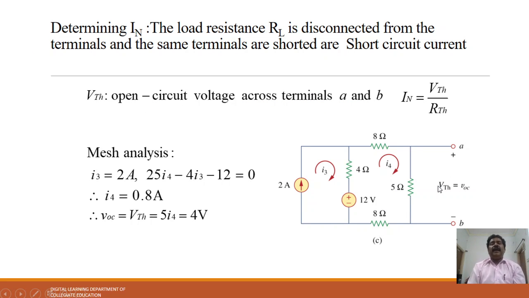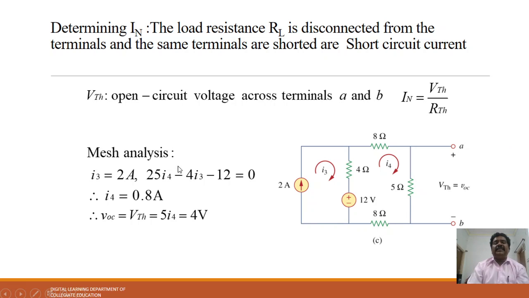To determine the IN, the load resistance RL is disconnected from the terminals, the same terminals are shorted, and the short circuit current is calculated. Otherwise, when we don't have a load resistance there, we can use many methods to calculate IN. First, for this complicated circuit, we calculate the voltage across the terminals A and B. Once we calculate the voltage drop across this resistor, I can calculate IN. IN is equal to VTH divided by RTH.